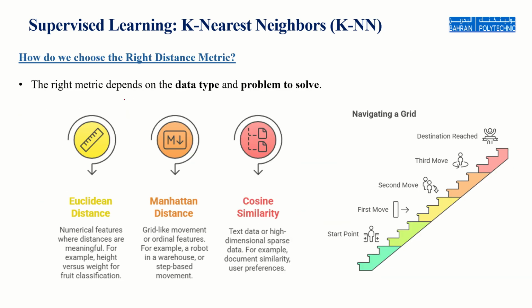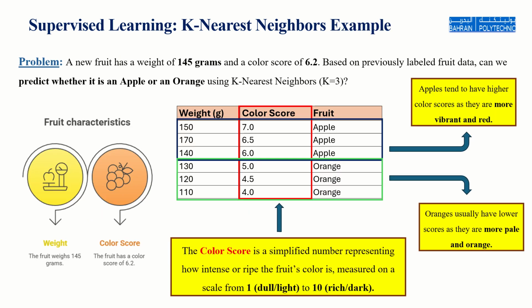How will you choose the right distance measure? Definitely based on the data type and the problem to solve. If it is numerical features and the distances are very meaningful, like height versus weight, you can go for the Euclidean distance with your eyes closed. Manhattan distance is suitable if you have some ordinal values. And cosine similarity works especially with textual data or high dimensional sparse data, like document similarity, user preferences, and such cases.